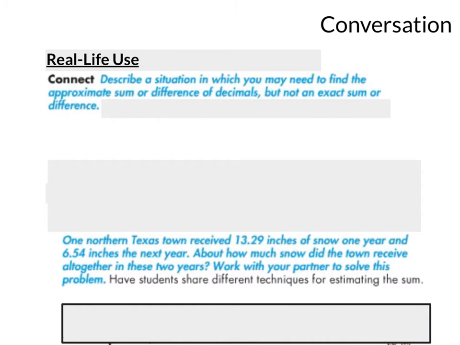So I want you to look right here now and read this word problem with me. The reason why we're doing this is because we want to try real-life estimating. One northern Texas town received 13.29 inches of snow one year and 6.54 inches the next year. Please read the rest of this problem and do it before you work on. We're going to move on in 3, 2, 1.